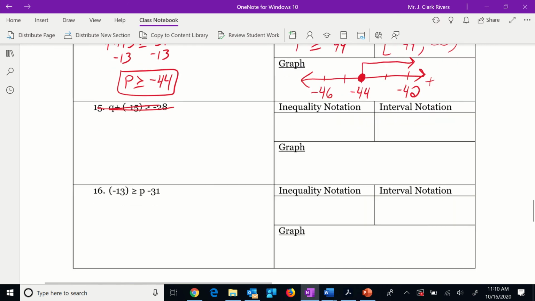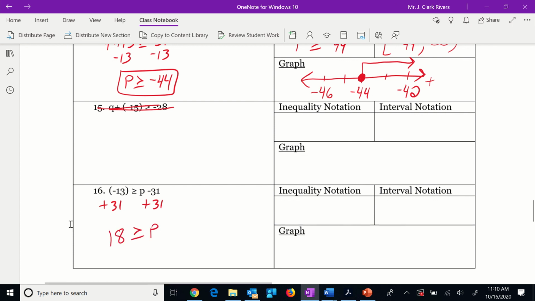Last one, number 16. Negative 13 is greater than or equal to p minus 31. What's the inverse of subtracting 31? Adding 31. Plus 31, plus 31. Negative 13 plus 31. All right, which number is further from 0? 31 is, so we know this is going to be a positive sum. How far apart is 31 and 13? They're 18 apart. 18 is greater than or equal to p.